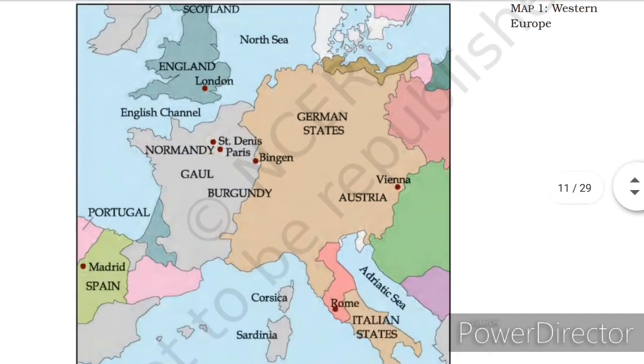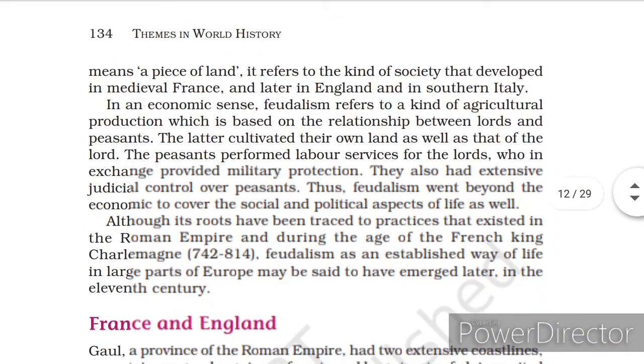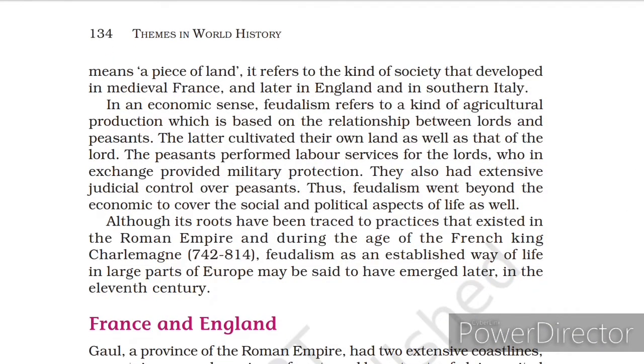From economic point of view, feudalism refers to a type of agriculture production which was based on the relationship between the lord and the peasants. Now when I say lord, it means the king, peasants mean the farmer. And when you say relationship, it means what kind of relationship they have, between the farmer and the lord.